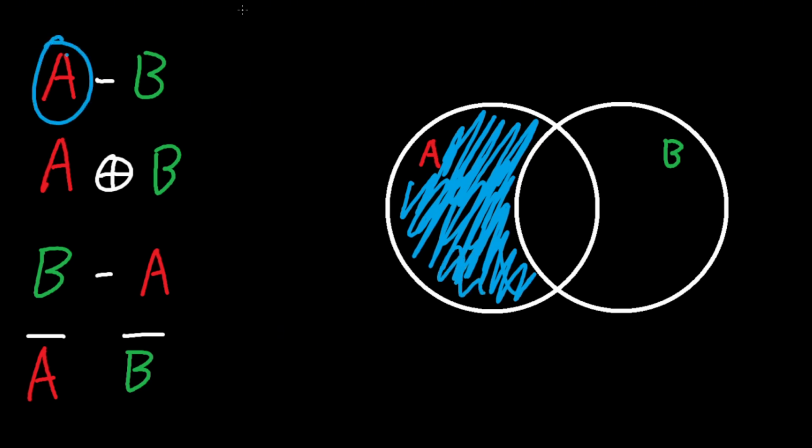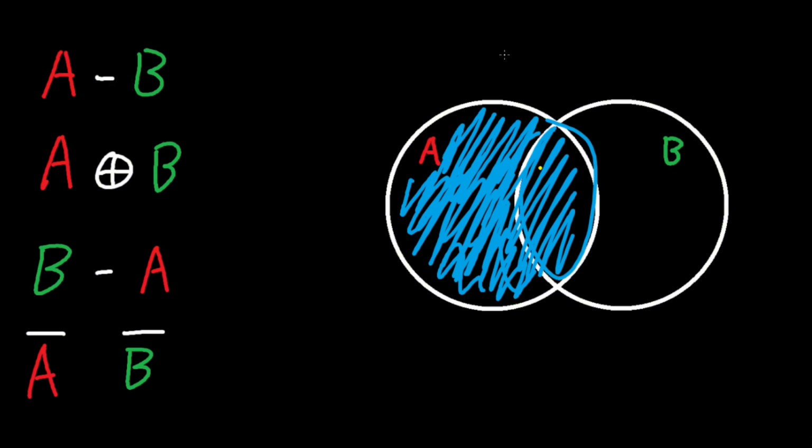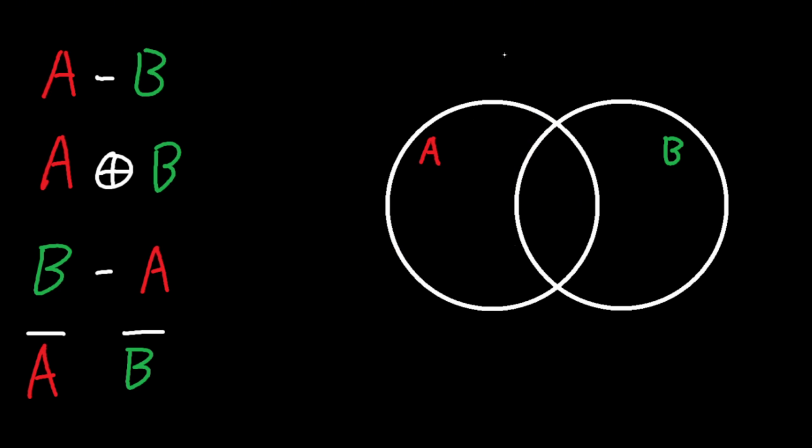So we filled out A entirely, right? Like this. And we realized this portion right here is also a part of B. So all we did was wipe it off the map, and we left the rest right here that's part of A. Okay? So that's how you do difference. This is what A minus B looks like on Venn diagrams. Alright. How about A symmetric difference with B?